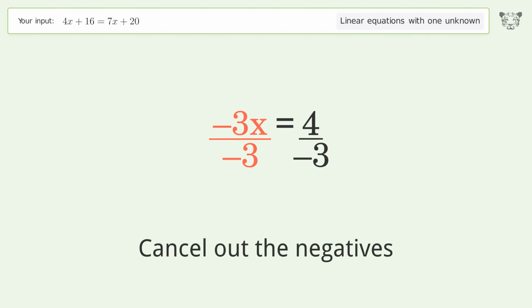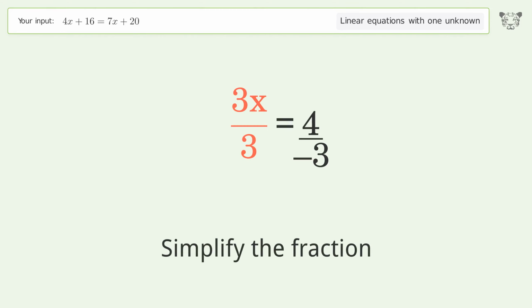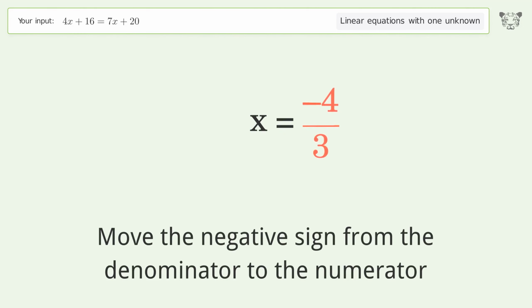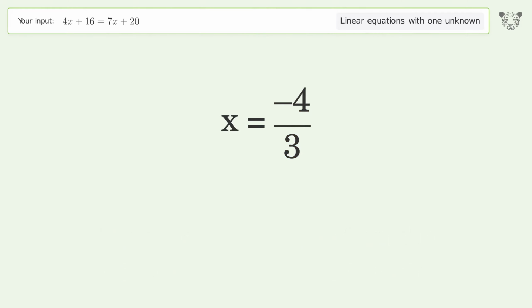Cancel out the negatives. Simplify the fraction. Move the negative sign from the denominator to the numerator. And so the final result is x equals -4/3.